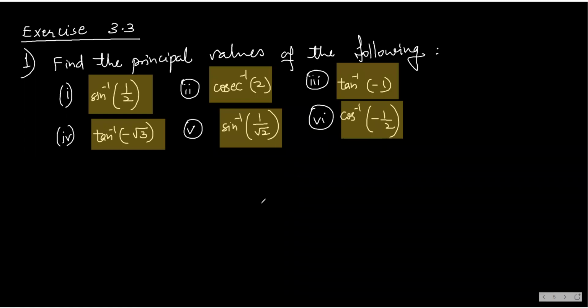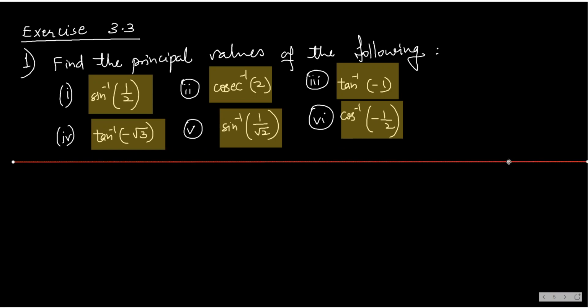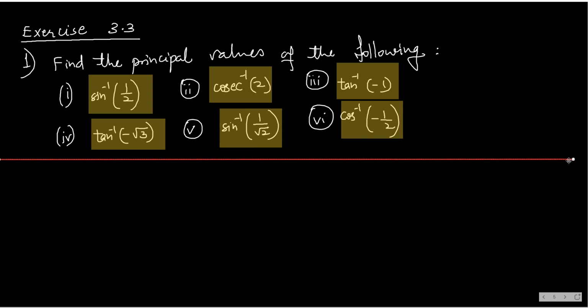So see here. I want your attention. This part is very, very, very important. Once you understand what I am now explaining, it will make you very confident in the whole topic. As you all know, students, sine of pi by 6, that is sine of 30 degree, is 1 by 2.